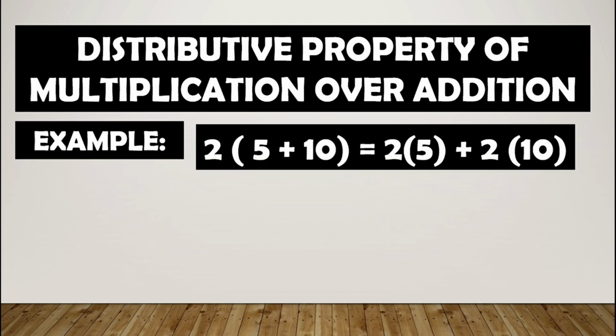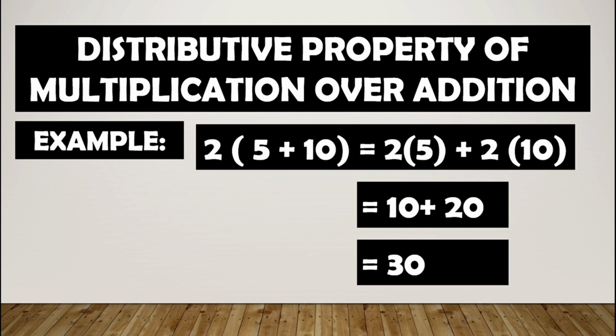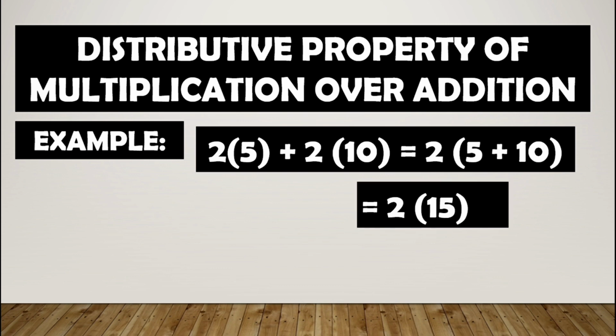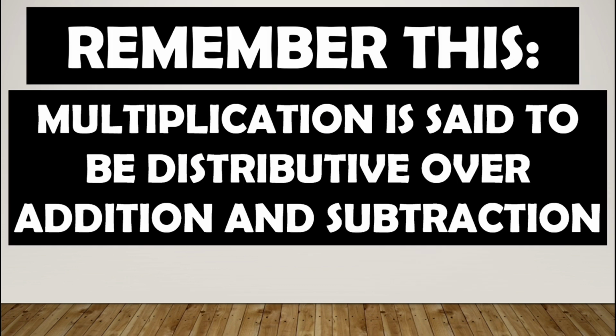Example. 2 times the quantity 5 plus 10 is equal to 2 times 5 plus 2 times 10. So this means 2 times 5 is 10, and 2 times 10 is 20. The result is 30. So 2 times the quantity 5 plus 10, the result is 30. On the other hand, if we simplify 2 times 5 plus 2 times 10, that is equal to 2 times the quantity 5 plus 10. 5 plus 10 is 15. So multiplied by 2, the product is 30. Remember this. Multiplication is said to be distributive over addition and subtraction.